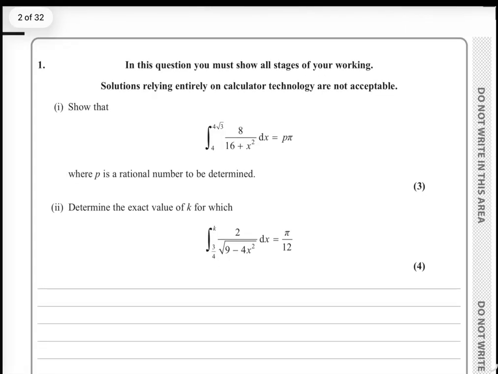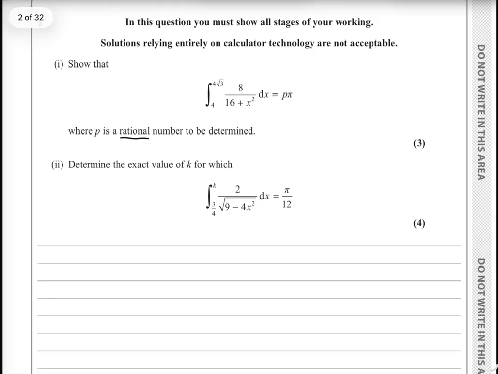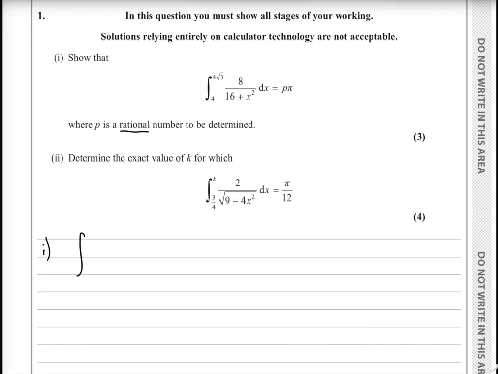Question number 1. Show that this integration is equal to p pi, where p is a rational number to be determined. Jumping straight in. Integral from 4 to 4 root 3 of 8 over 16 plus x squared dx.